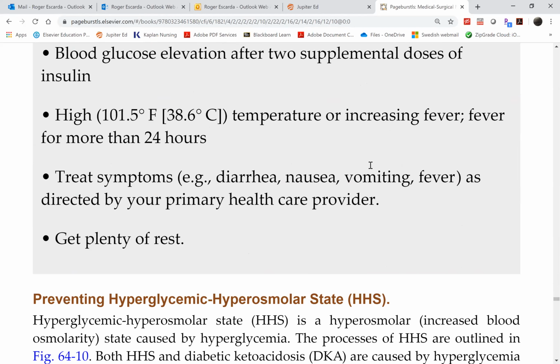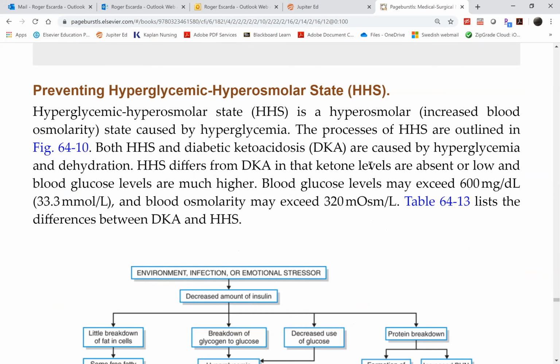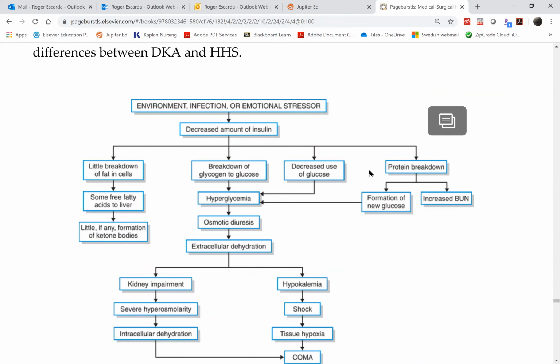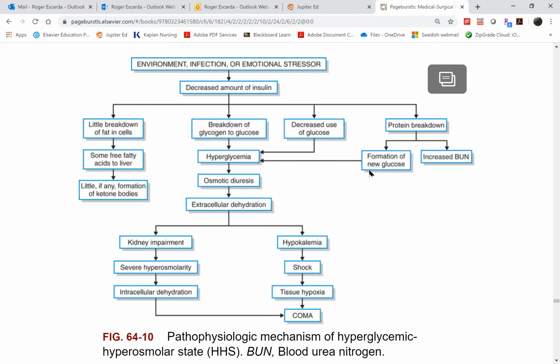HHS this time. This is very short because if you look at the pathophysiology, what's the only thing missing? This section right here. There is little or no ketone bodies. So therefore, what's the only thing different between the two? Is there acidosis management here in HHS? No, no need, because there is no acidosis.